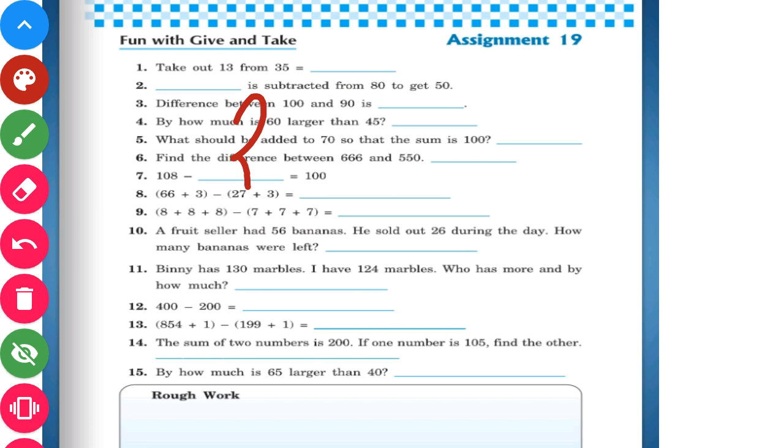We have done questions like this in our previous questions. Now think about a number. 108 is there. How much will you subtract from 108 to get 100? 108 minus what will give us 100? Think about a number.